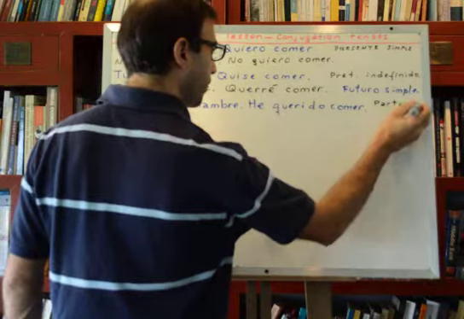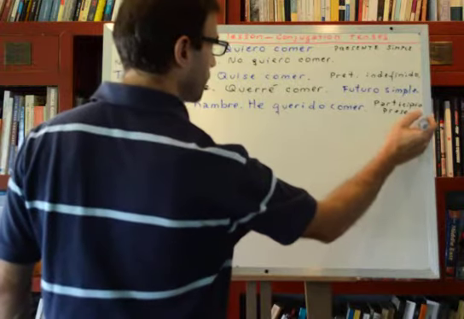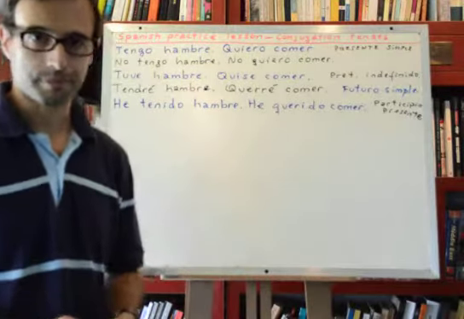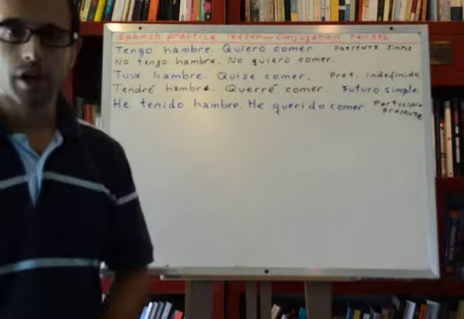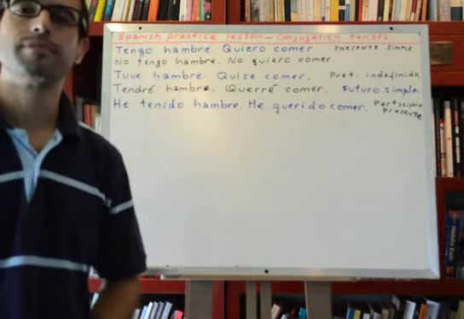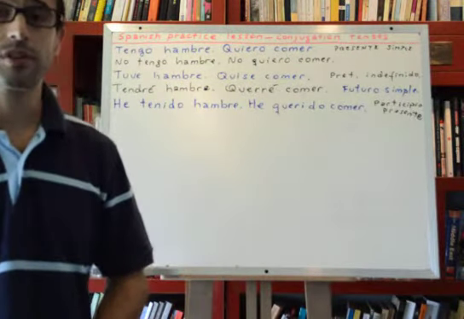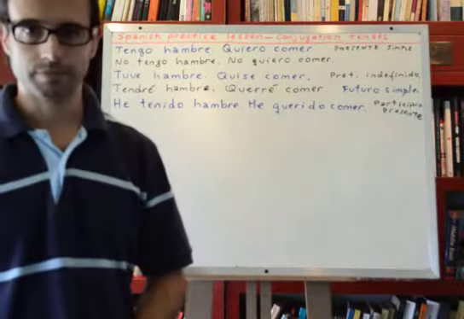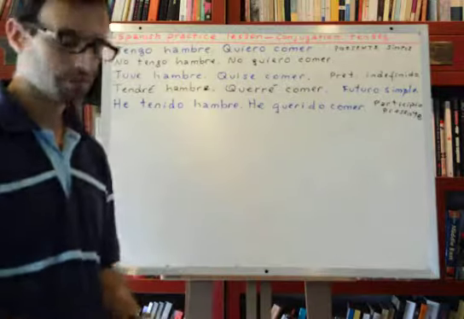Participio presente, okay? Oops. Presente. Participio presente is the present perfect. He tenido hambre, he querido comer. I have been hungry, I have wanted to eat. Let's conjugate this into present continuous, right? Into present continuous. In Spanish, present continuous is presente continuado, okay? Presente continuado or gerundio. We also call it gerundio.